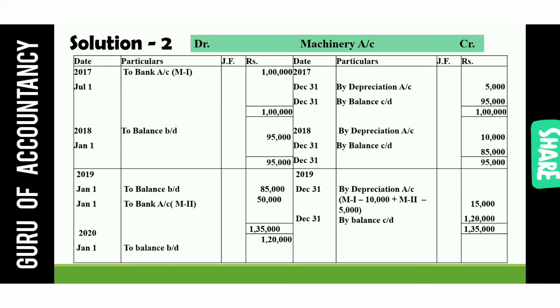If you prepare ledger, then in machinery account, you will show in this way. You can see the machinery account is prepared for 2017. At the end of every year, machinery account is closed and balance is found. That balance is carried forward to the next year and till the 31st December 2019 depreciation is calculated on both the machines. So posting how to do you can see here. You have to just keep in mind journal entries and posting is done.